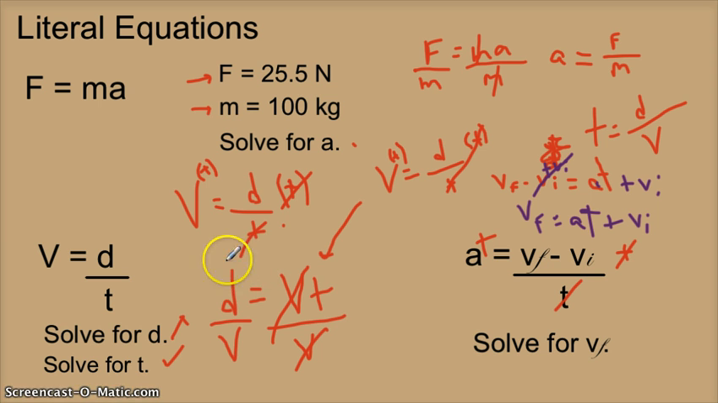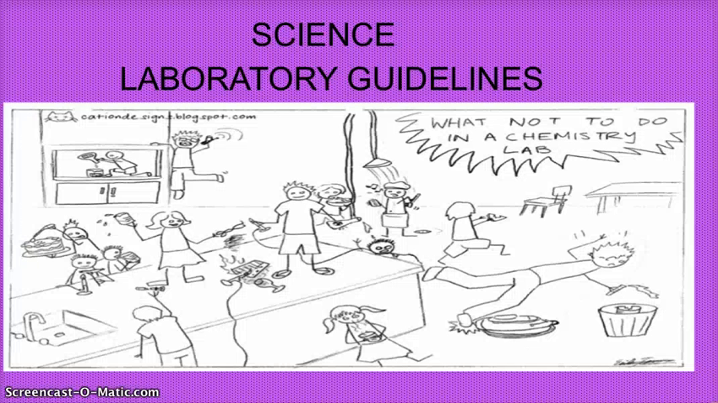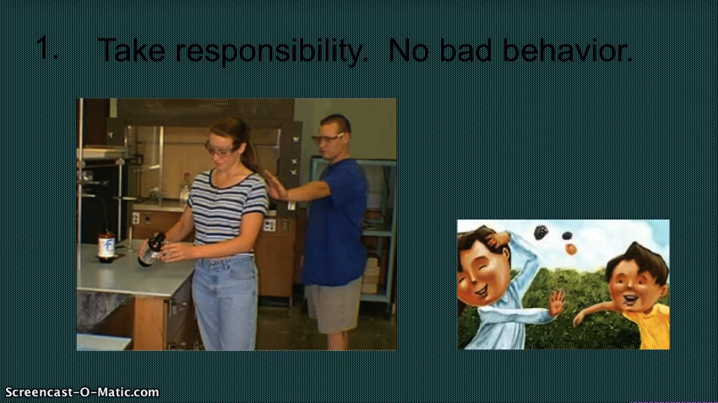Now let's take a look. You can tell this is kind of a video where I put a lot of things together. We went from accuracy and precision to literal equations to some lab safety rules. Now, when you have lab safety, hopefully your lab would not look anything like this. I think the artist just tried to get as many bad things as possible to happen in one place. But let's go over some simple lab safety rules.